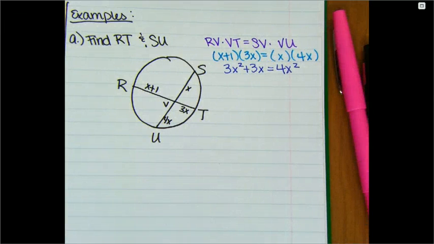How many of you had that right? I had the 4x squared and the 3x squared, but I didn't have plus 3x. It's on there, 3x right there.